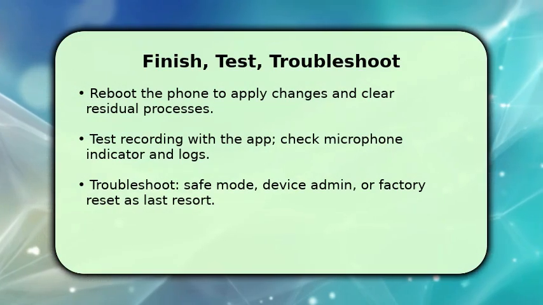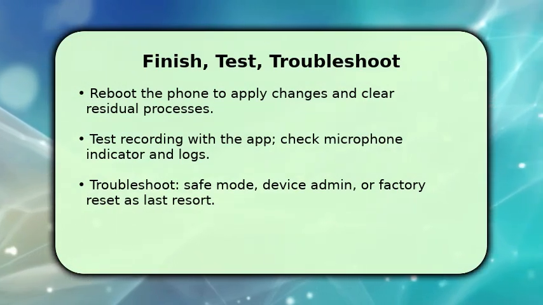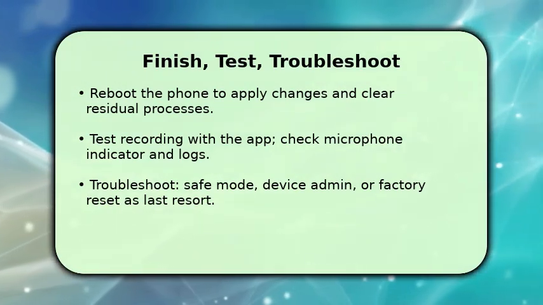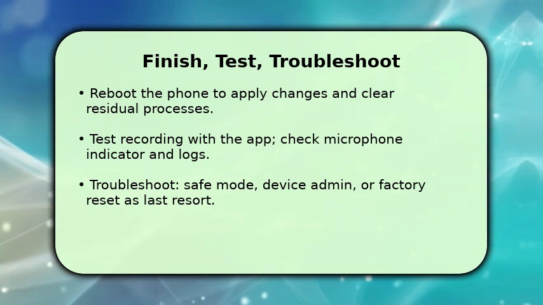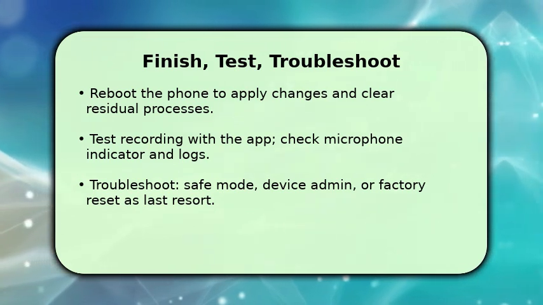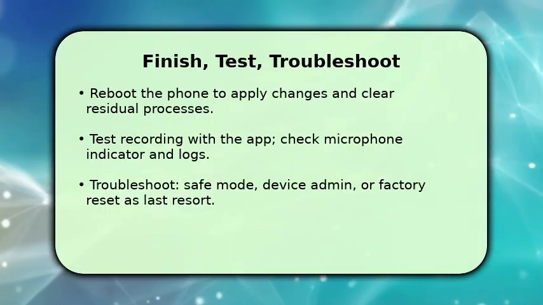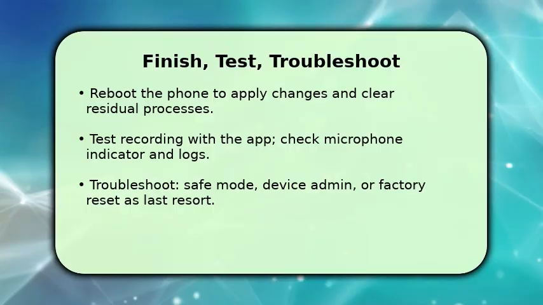Finish by rebooting the phone so permission changes and stopped processes take effect. This clears lingering services. After the restart, open the previously recording app and try to record. Observe the microphone indicator and verify there is no audio.